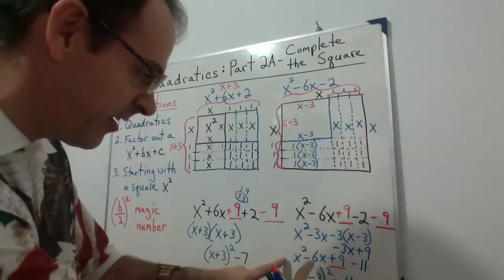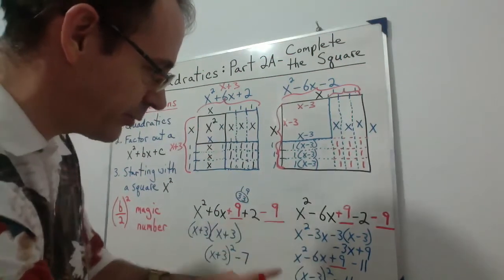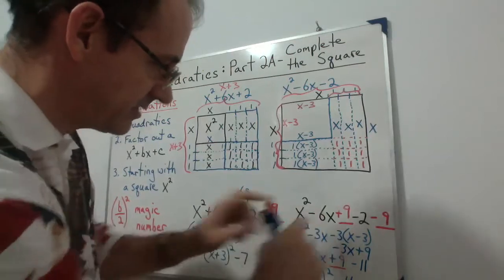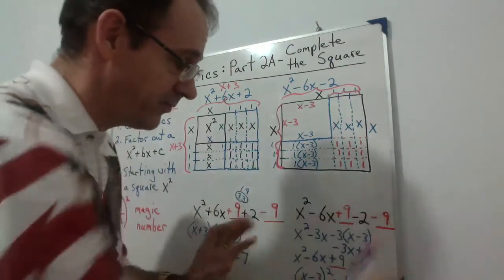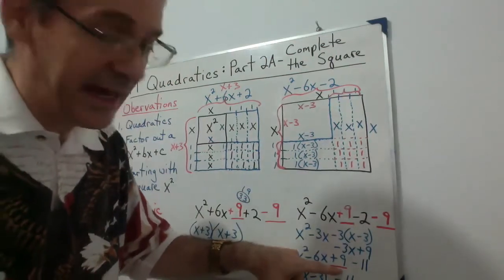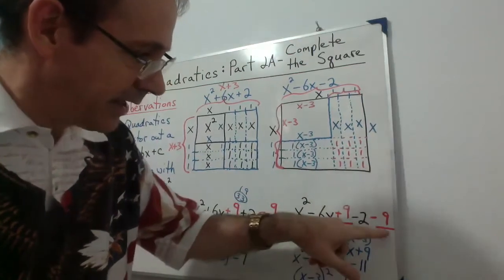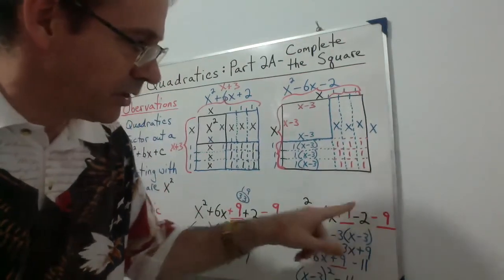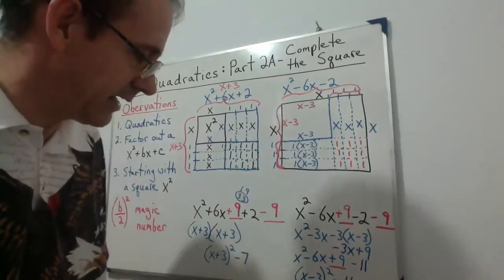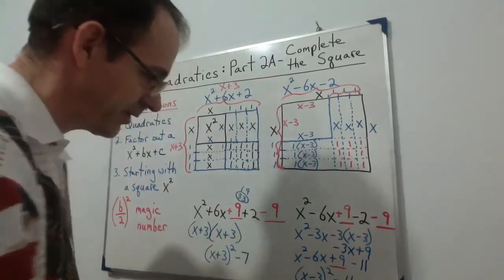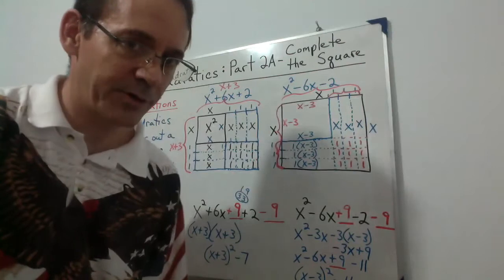Notice again here, we have the x squared, that's the original. We have the minus 6x, that's original. The negative 2 we pushed away. This plus 9 is that magic number, and we had to equalize it, which joins with the negative 2 to make negative 11. And here we have our perfect square. Here we have our perfect square.